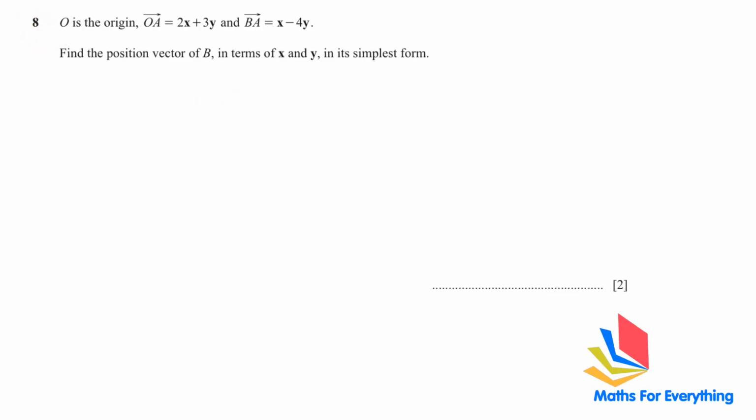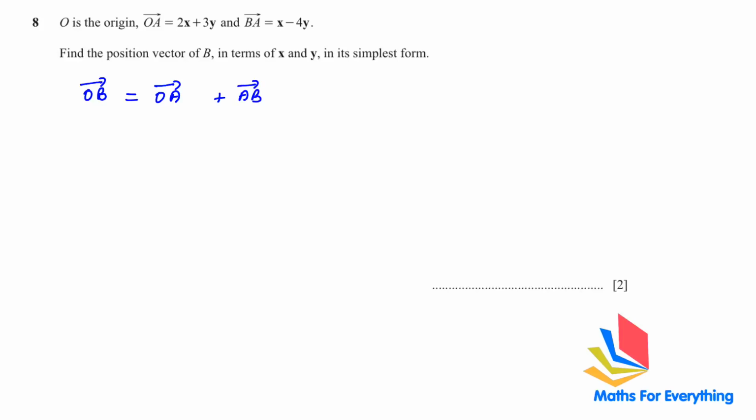Question number 8. O is the origin. OA is equal to 2x plus 3y and the vector BA is equal to x minus 4y. Find the position vector of B in terms of x and y in its simplest form. Position vector of B means OB. And how do we get that? We have been given OA, so we write OA, and we add AB.